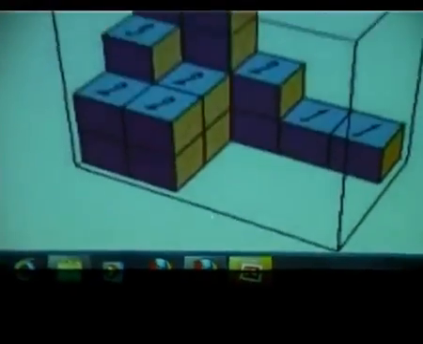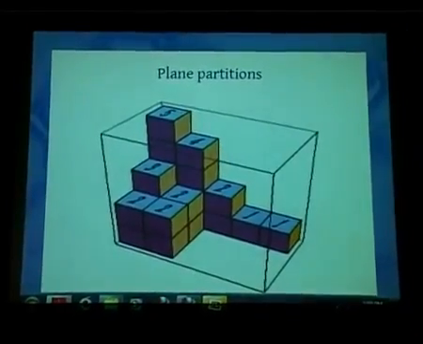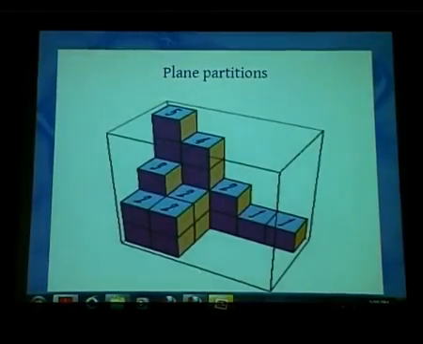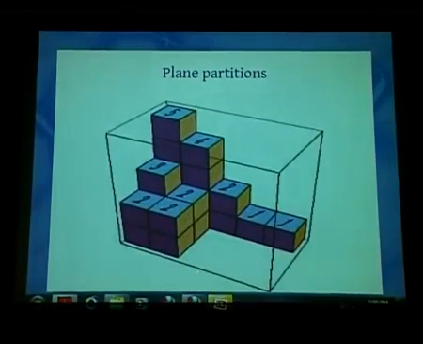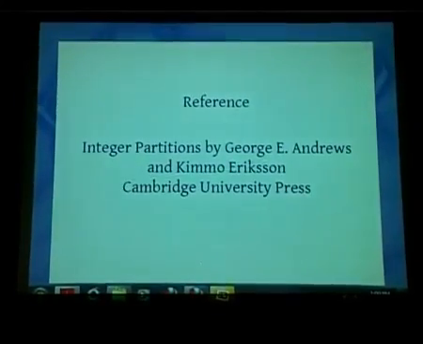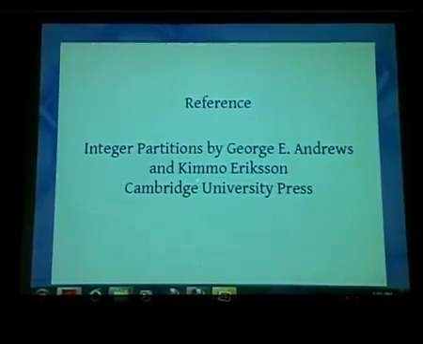So for the one dimensional thing we represent it in a Ferrers diagram, which is 2 dimensional. This array of integers looks 2 dimensional, so we can represent them in 3 dimensional space. The reference for all this is Integer Partitions, a book by George Andrews and Kimmo Eriksson.